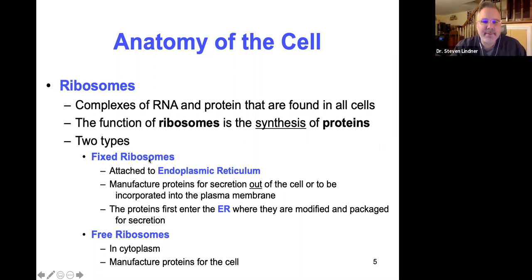So the fixed ribosomes, which are attached to the ER, are responsible for synthesizing proteins that can be secreted out of the cell. When something is moved out of the cell, it has to exit a vesicle. So this vesicle has to move from inside of the cell to the cell membrane. And when it's at the cell membrane, it has to open up and release its contents.